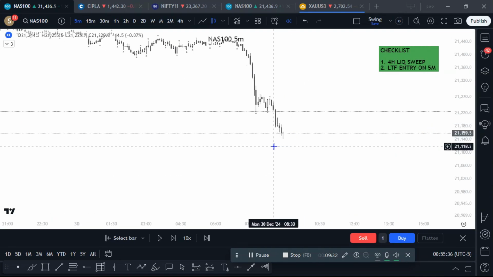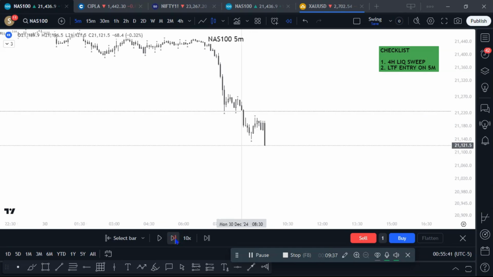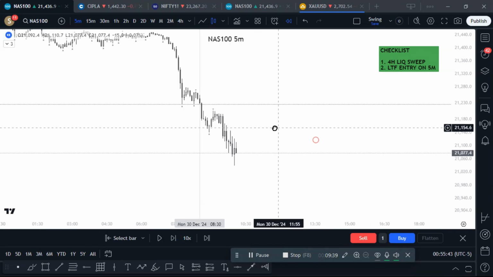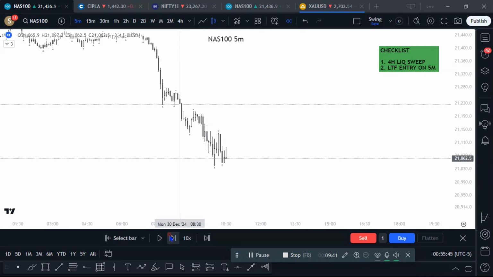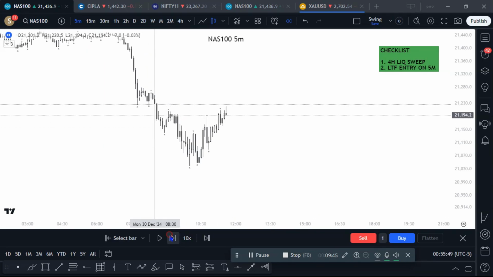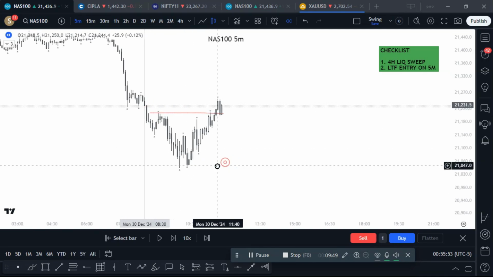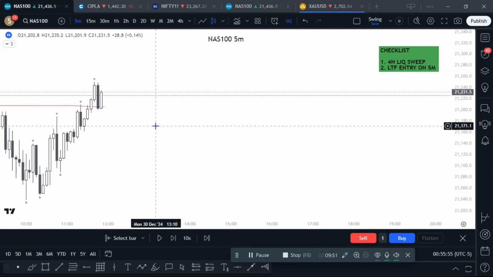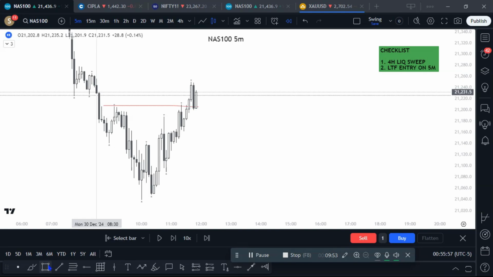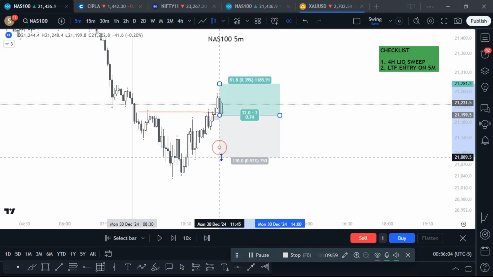Mark your 8:30. Now wait for displacement, not just any random shift. We need proper displacement with FVG. All right, no shift. Here you go, first shift, but this is not with displacement. Here you have a little bit of displacement, right? So what you can do, take the trade.